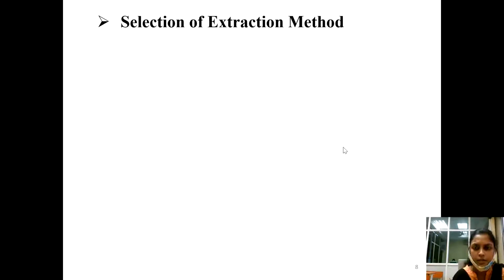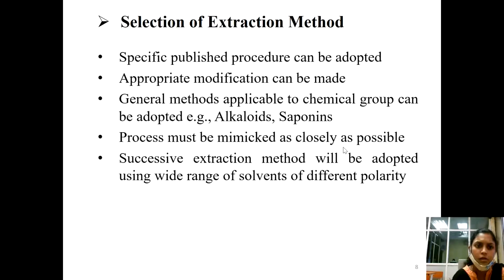Next, selection of the extraction method. The method should be specific; a published procedure can be adopted and appropriate modification can be made. General methods applicable to chemical groups like alkaloids, saponins can be adopted. The process must be mimicked as closely as possible. A successive extraction method will be adopted using a wide range of solvents of different polarity.